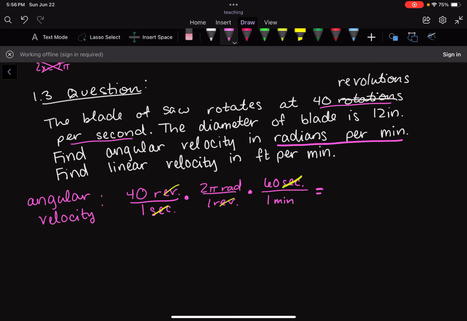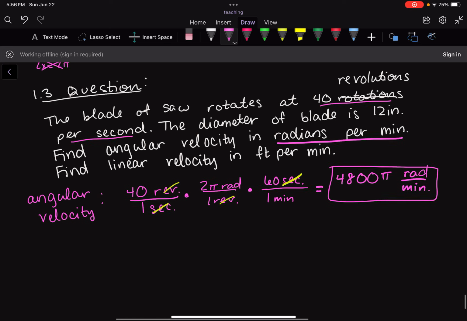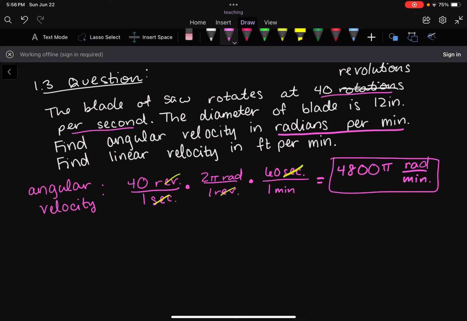So let's see, this would be 40 times 60, so that's going to be 2,400, and then times 2, so 4,800. So this will be 4800 pi, and this is radians over minutes. And that's all I would look for. That's where you would leave it.